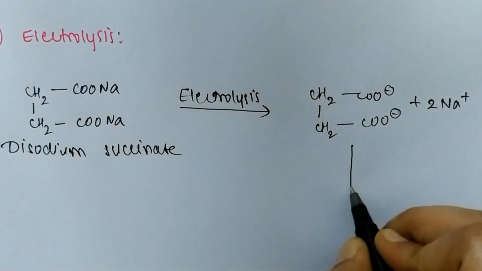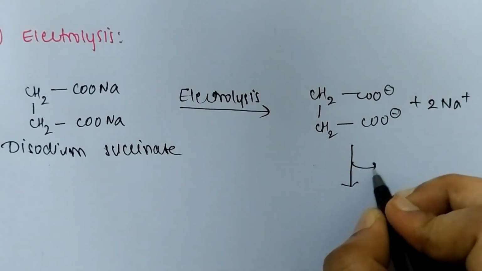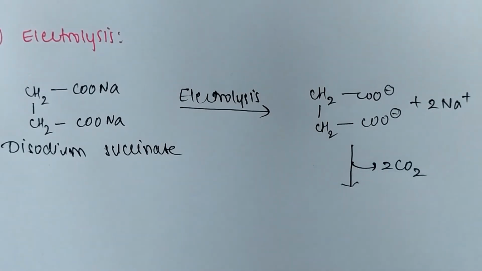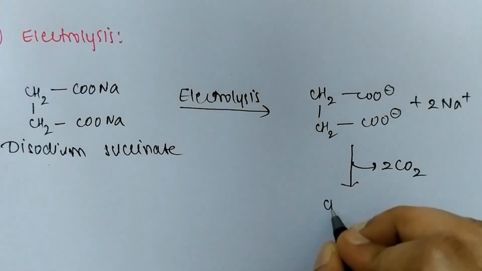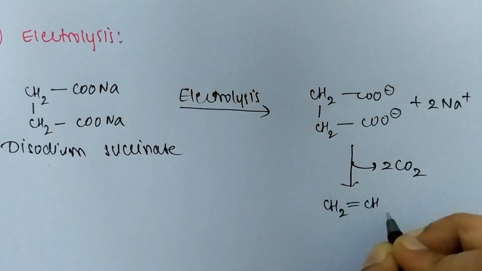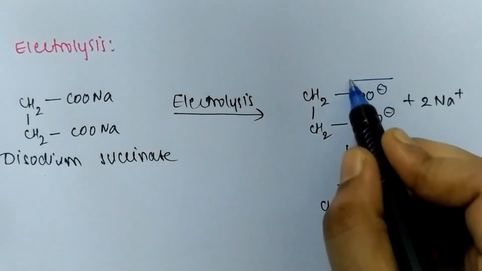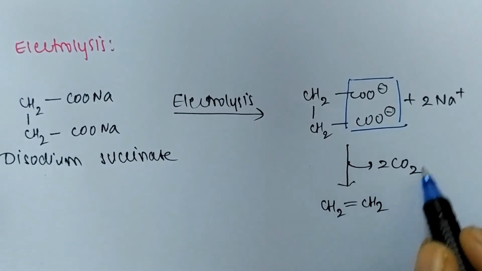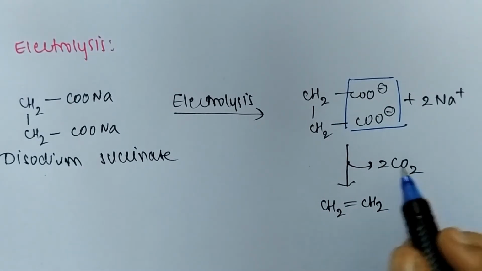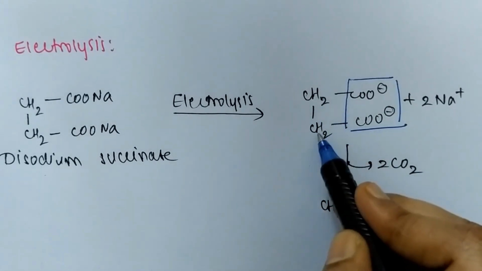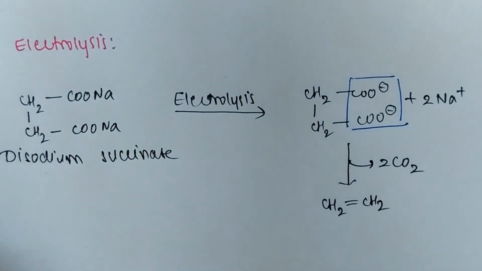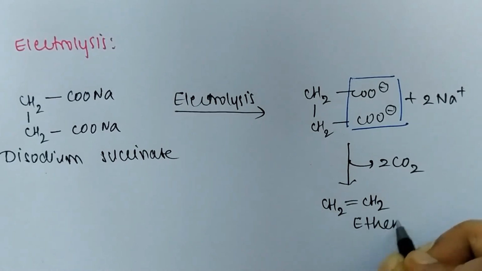Now this succinate ion is going to undergo decarboxylation, that is, it's going to lose 2 molecules of carbon dioxide, and therefore we are going to get ethene. That is, this particular part is going to get lost in the form of CO2, and we are only remaining with CH2, so therefore CH2 double bond CH2, and therefore we get ethene.